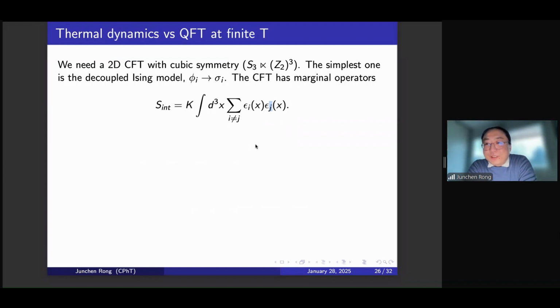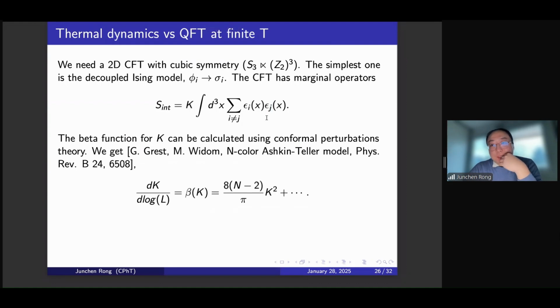In quantum field theory, we know that whatever can be generated will be generated. So we have to take into account the effect of this operator as you deform away from the CFT, from the critical point. And we have to understand this RG flow with this operator involved. But this is, again, something within the framework of conformal perturbation theory, because the beta function for k, which is the coupling in front of this operator, can be calculated using conformal perturbation theory.